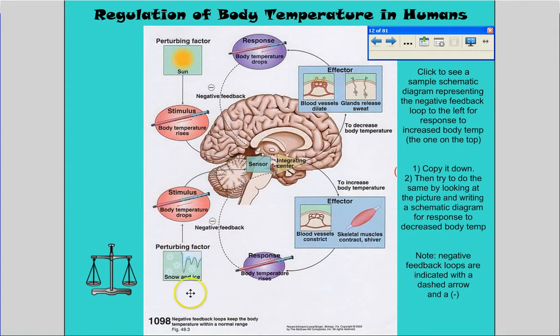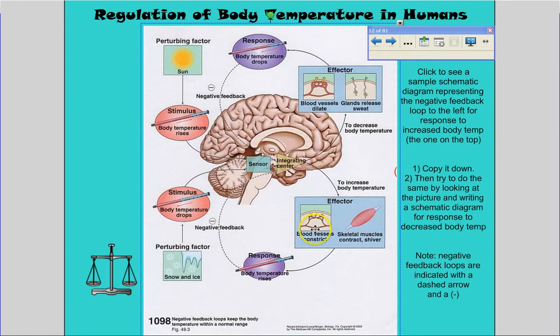Okay, the bottom half shows the opposite. So if the perturbing factor is snow and ice, it's cold, then the body temperature is going to drop, which serves as a stimulus that's detected by sensory receptors in your body, which will send a message to your brain, the integrating center in your brain, and that will interpret the information and send a message to the effectors in order to try and get them to do the job of trying to get body temperature back up.